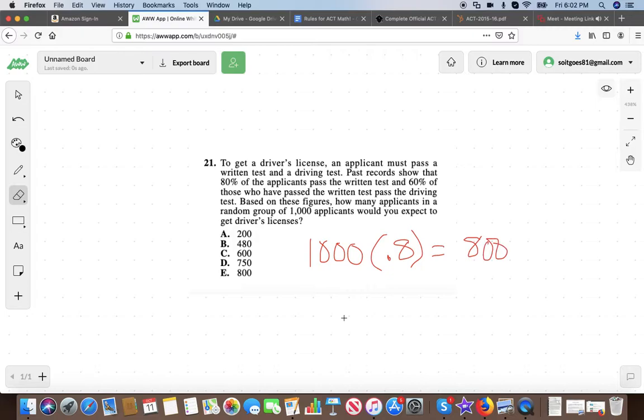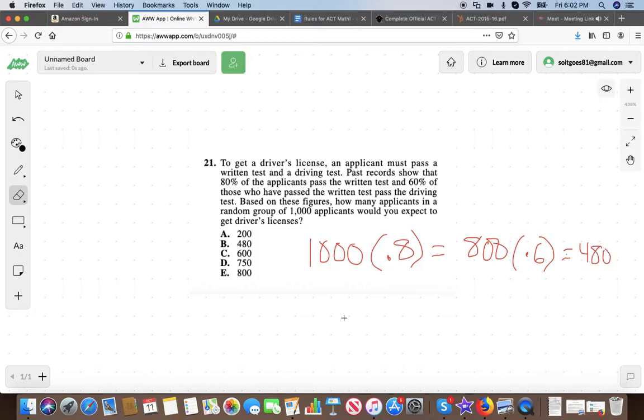Yes. Okay, so 800 pass the written test, and then 60% of those who pass the written test pass the driving test. So you just multiply 800 by 0.6 to find 60% of those. And what's that? 480.